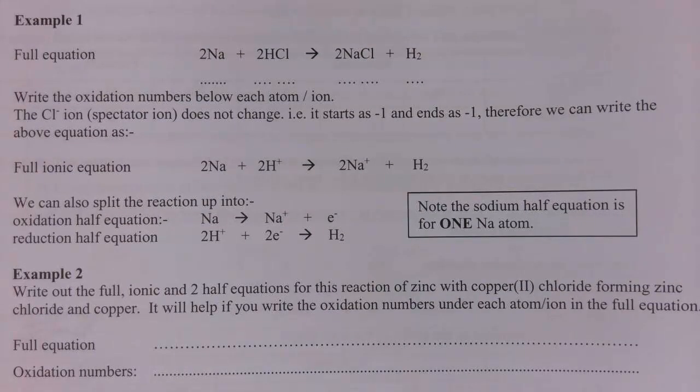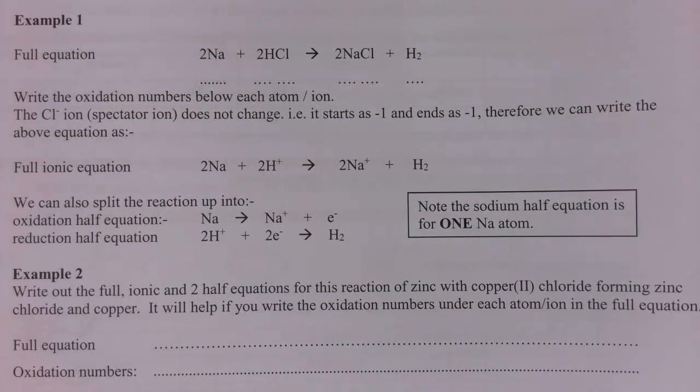For redox, we need to be able to do 2 things. We need to be able to combine 2 half equations to make a total redox equation, but we also need to be able to split a total equation into the 2 half equations. And that's what we're going to do in the next couple of examples.